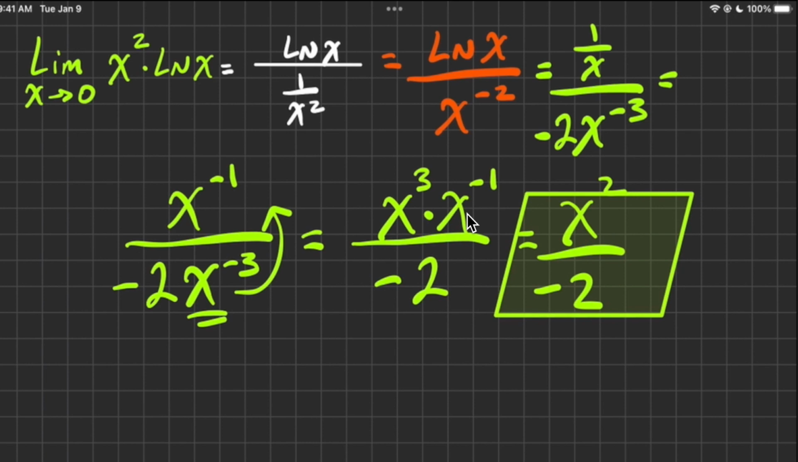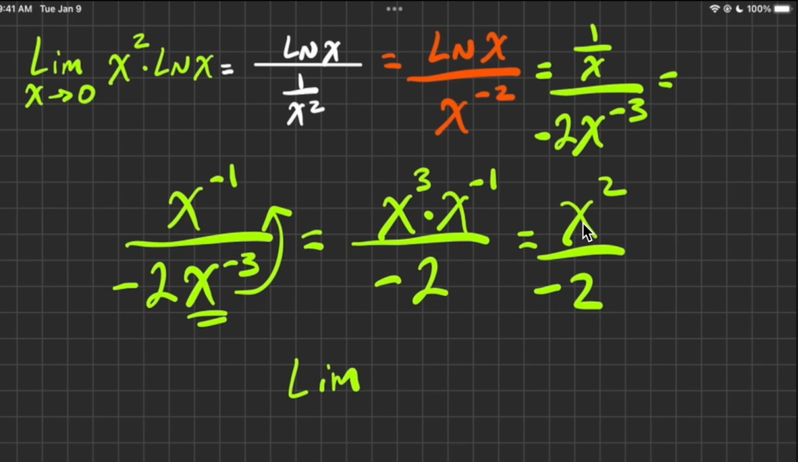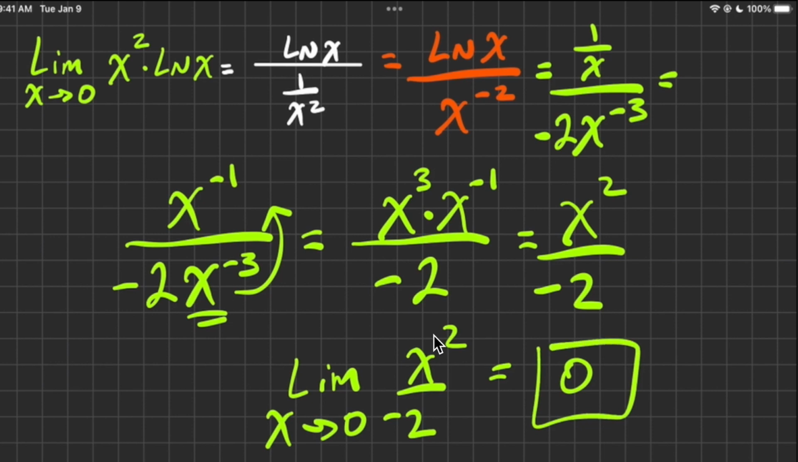Now, when we go ahead and plug in 0 into this new format, which we are allowed to do, I should have been carrying the limit all the way with us because x is still present. When we plug in 0 into this, we now get 0. Folks, this is your final answer.